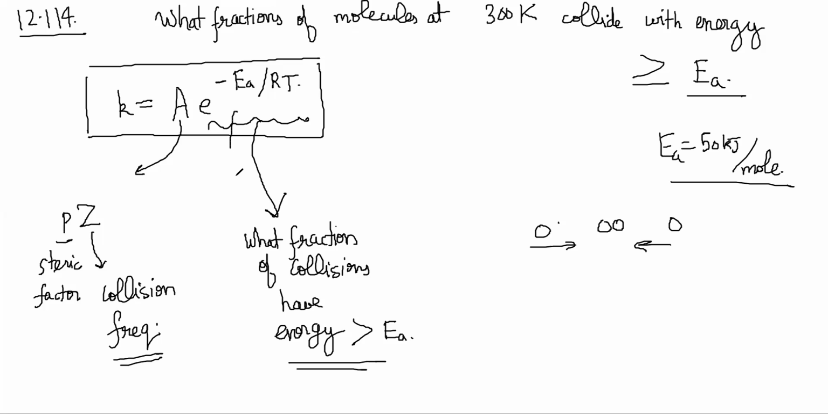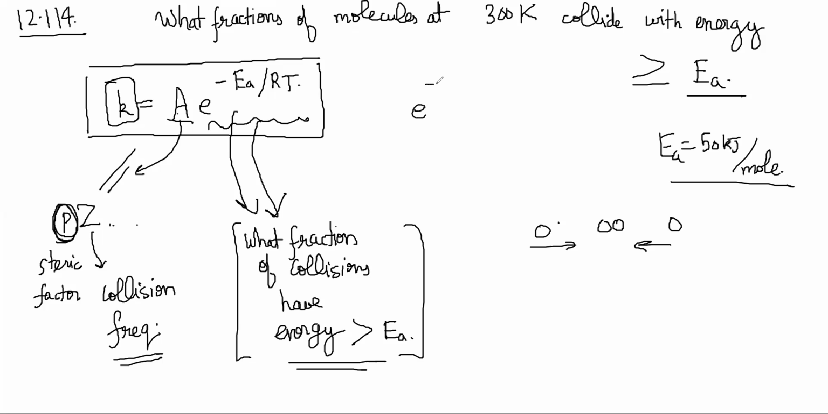That is represented by this. Whether they are in the right orientation is represented by this, and how many collisions happen is represented by this. So A is equal to PZ, and this part is equal to the fraction, right? So this totally determines how fast the reaction can happen. Basically, that tells you the rate constant.